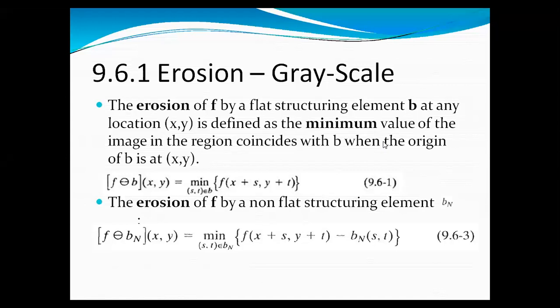So today, what you're going to see is grayscale erosion. We'll have the erosion of F by a flat structuring element B at the location x comma y, which is defined as the minimum value of the image in the region which coincides with B when the origin of B is at x comma y. So that is the equation I have shown here, the erosion of F by a flat structuring element.